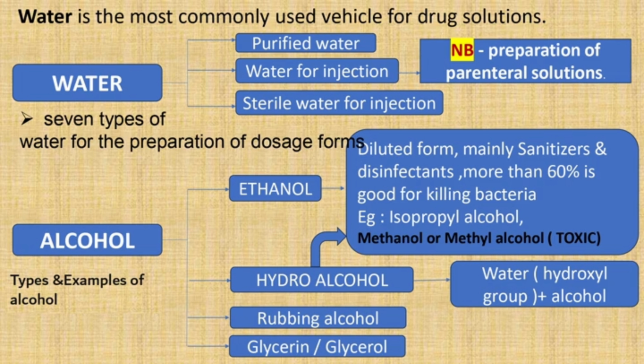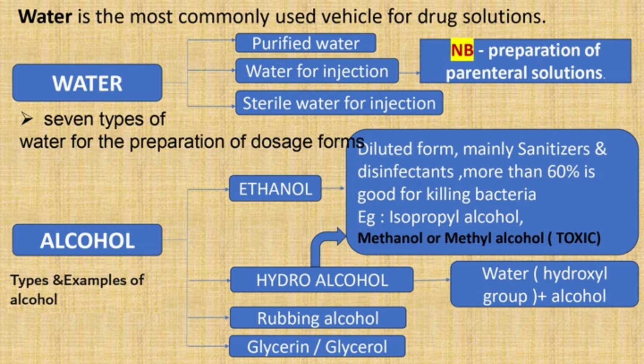The next one we are discussing here is alcohol. The types and examples of alcohol discussed here are ethanol, hydroalcohol, rubbing alcohol, and glycerin or glycerol. Hydroalcohol, as everybody knows, combines the hydroxyl group and alcohol, so it is the diluted form of alcohol. Ethanol is also a diluted form of alcohol. Hydroalcohol is mainly used for sanitizers and disinfectants. More than 60% is good for killing bacteria, so that's why it's used as a sanitizer.